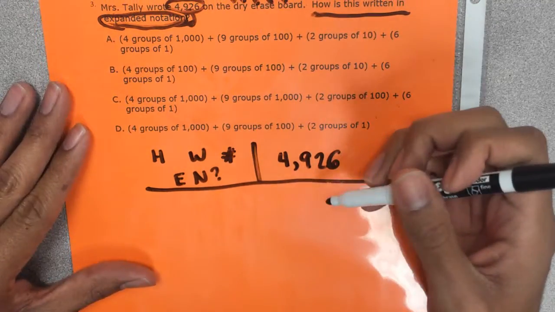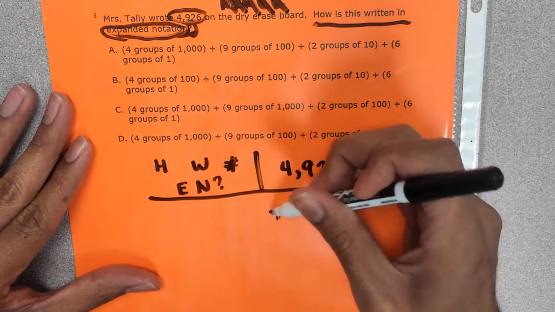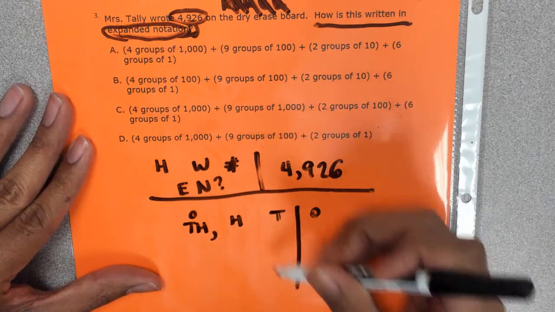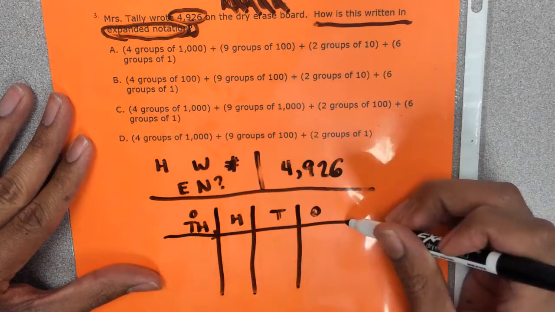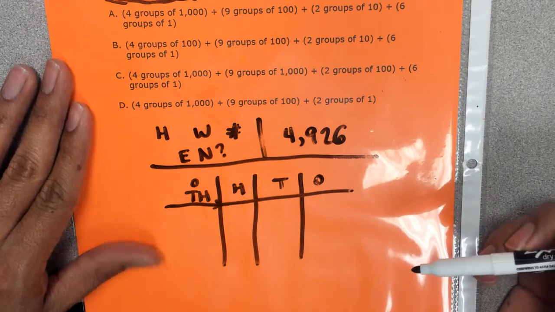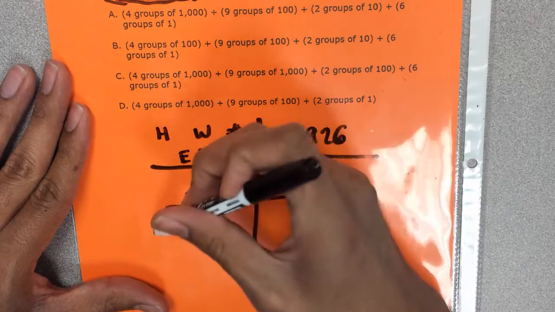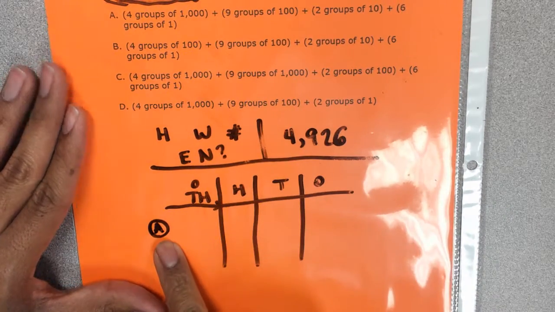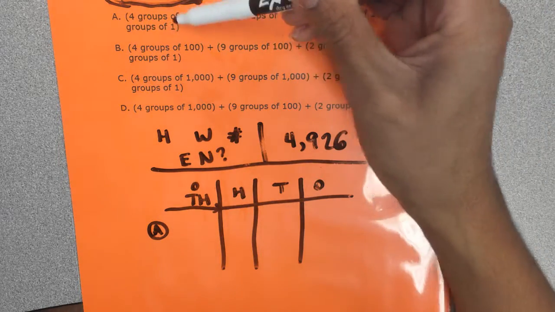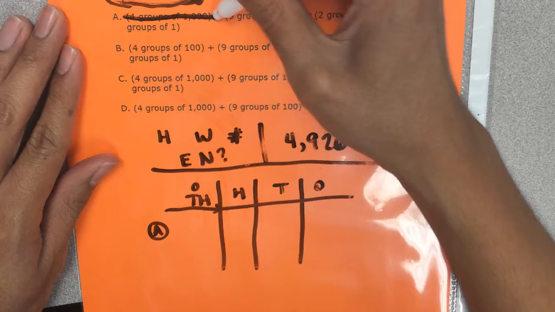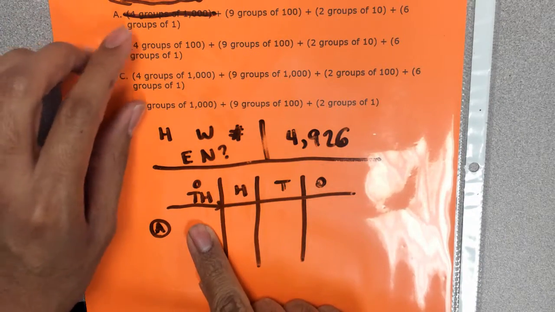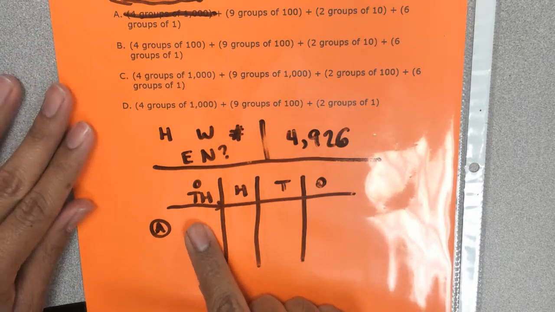So let's start labeling our place value chart. Ones, tens, hundreds, 1,000s. Don't forget your comma. And split it. We're going to plug in our answer choices into our place value chart, one at a time. Let's start with A. So go ahead and label that A, answer choice A, and let's start reading the first part. It says 4 groups of 1,000. Cross it off. It said 1,000, so we're going to go to the 1,000s place, and since it says 4 groups of 1,000, I'm going to write a 4 right here.